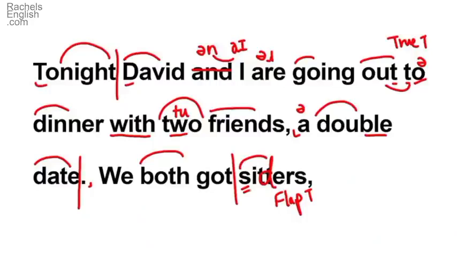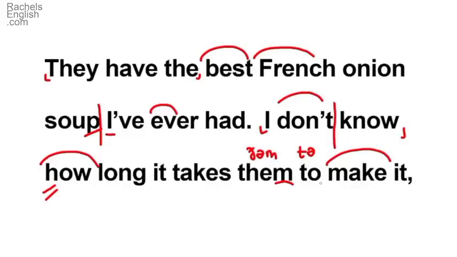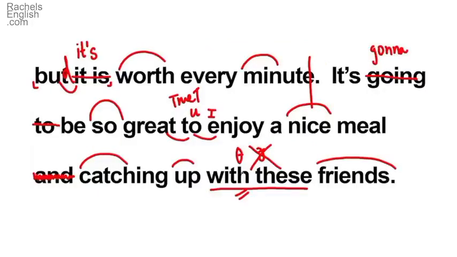And now the conversation 3 times. Tonight, David and I are going out to dinner with 2 friends, a double date. We both got sitters and we got a reservation at Park at 6:45. I already know what I'm going to get. They have the best French onion soup I've ever had. I don't know how long it takes them to make it, but it's worth every minute. It's going to be so great to enjoy a nice meal catching up with these friends.